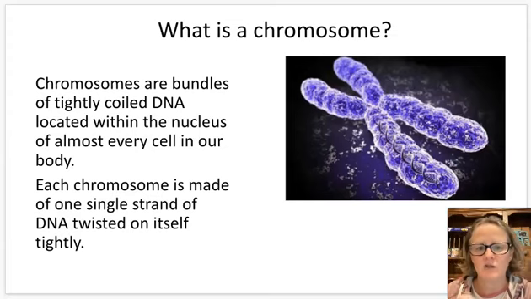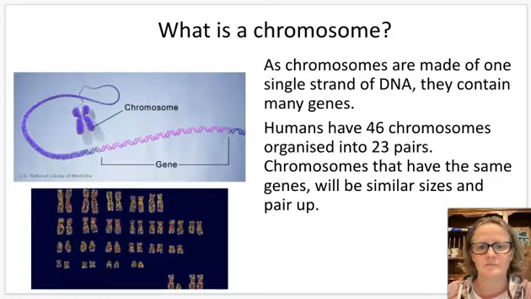So chromosomes are tightly coiled pieces of DNA, and each chromosome itself is only one single strand of DNA twisted tightly on itself. And because they're made up of just one strand, each of the chromosomes actually has many genes on it, in a row, one after the other. And a human cell has actually 46 chromosomes. All of those have many different genes on them.